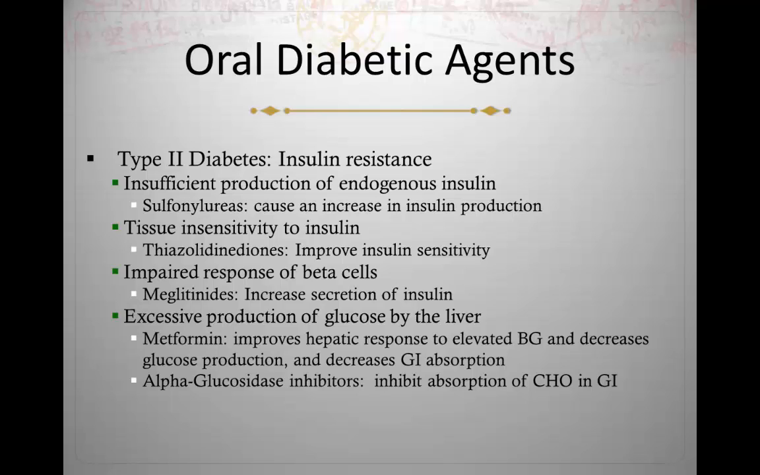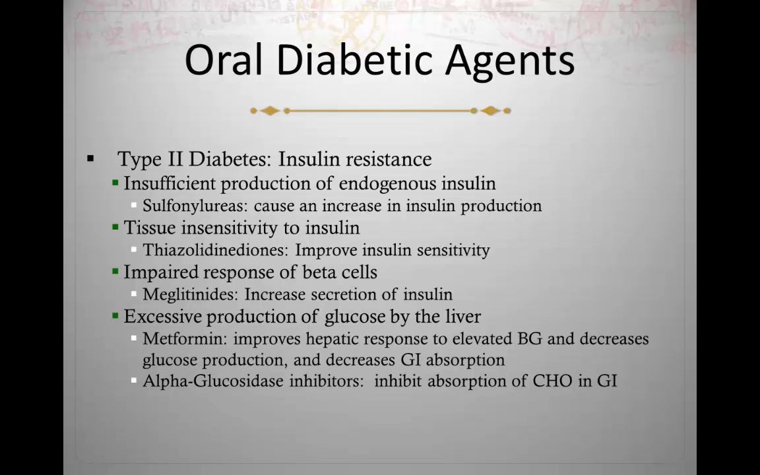We have a group which tends to be the first line treatment unless the patient is obese. Those are the sulfonylureas. And those are in the classification of insulin secretagogues, meaning that they are able to stimulate insulin secretion by interacting with the ATP sensitive potassium channel on the beta cell. So when patients have insufficient insulin production, you would like to stimulate the secretion of insulin by giving insulin secretagogues. And one of the groups of insulin secretagogues are the sulfonylureas.